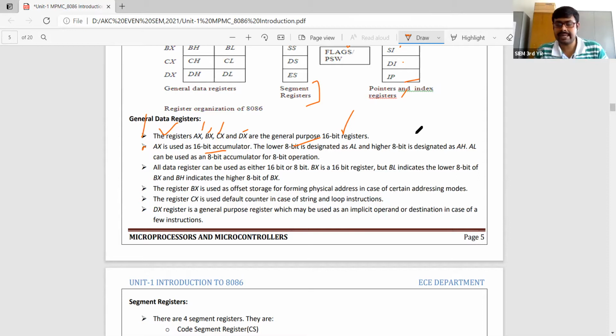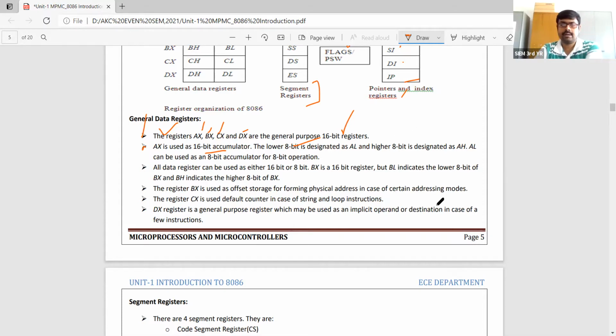So I have already mentioned that L means low and H means high. When we are talking about the lower 8-bit, that will be designated as AL, and the higher 8-bit will be designated as AH. AL can be used as the 8-bit accumulator for 8-bit operation. Obviously the 8-bit restriction is there, that means you have to mention a certain boundary. So AL can be used as an 8-bit accumulator for 8-bit operation.